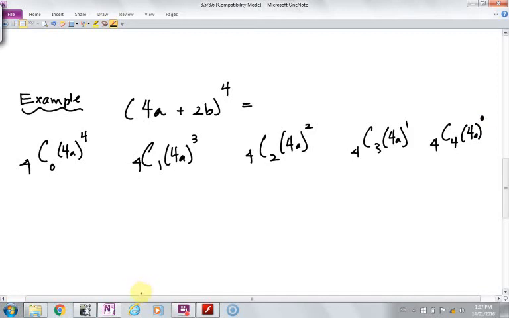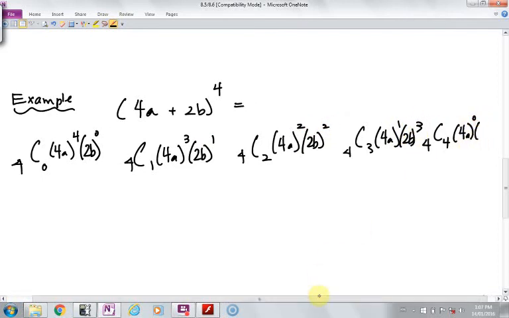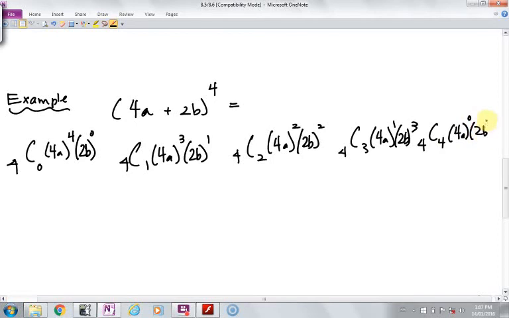Does that make sense? Now I'm going to put in my second term, and my second and final term, 2b. The very first one is going to be to the power of 0. And then it's going to be 2b to the power of 1, 2b to the power of 2, 2b to the power of 3, and 2b to the power of 4. And all of these are pluses.